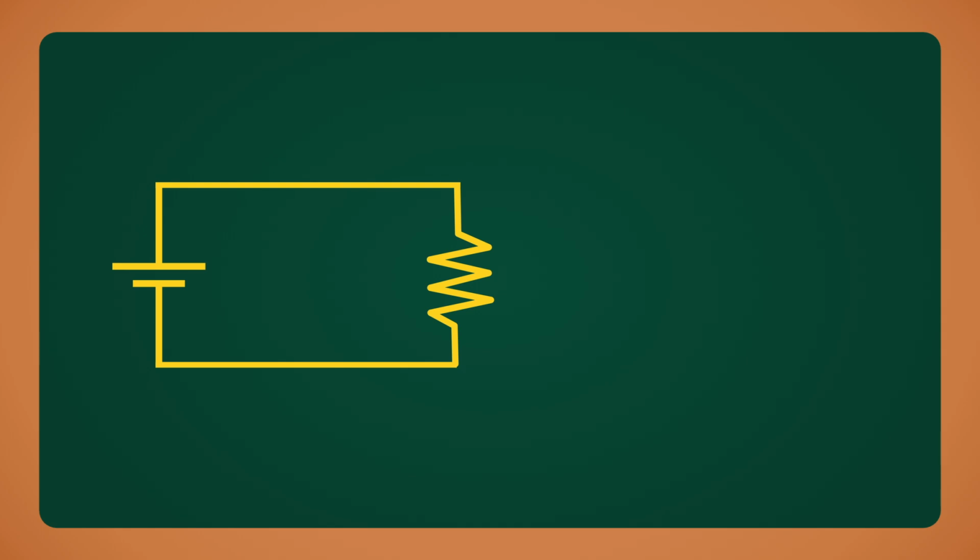Let's move on. Up to this point, we've been working with simple circuits, a battery connected to a single resistor, but real electrical circuits aren't always that simple. What happens when we have multiple resistors? How does Ohm's law apply in those circuits? Let's look at the two basic ways resistors can be connected.